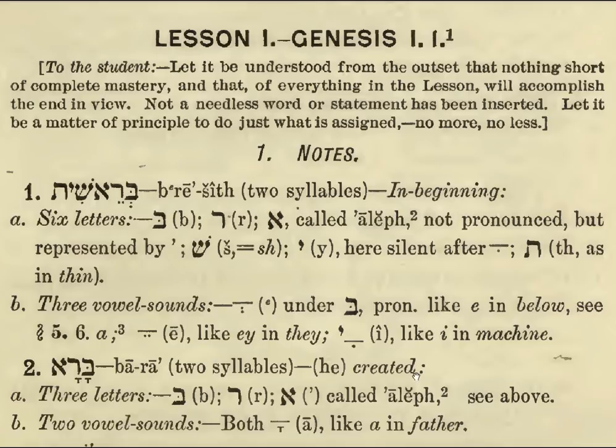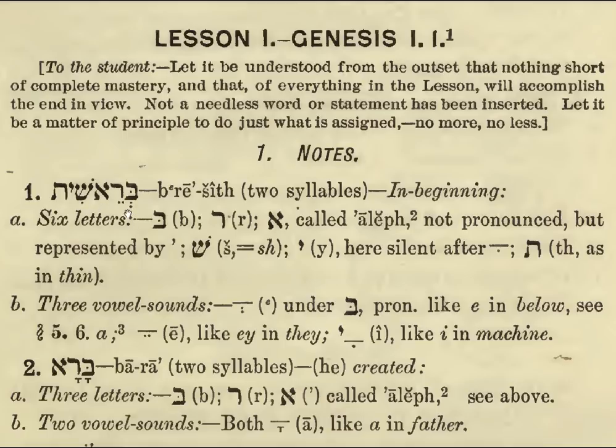There are six Hebrew letters here. B, R, Aleph, which here is not pronounced. Sometimes it has the force of a glottal stop, as in the sound we have in ba'a, where the air stops and starts suddenly. And E here is represented by the yud, which is not pronounced. Sh is this letter here. Sh. Y is silent after the E. And this is T. So, Bereshit.